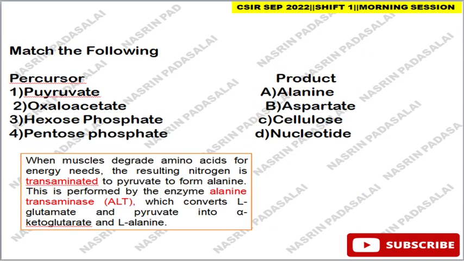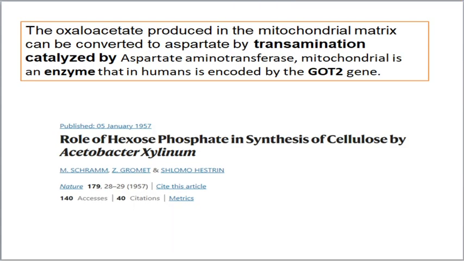Okay. Next, they are given a precursor and they are asking for the final product. First is pyruvate. When a muscle degrades amino acids for energy needs, the resulting nitrogen is transaminated to pyruvate in order to form alanine. This process is performed by an enzyme called alanine transaminase, which converts L-glutamate into alpha-ketoglutarate and pyruvate into alanine. Next, oxaloacetate. If you study the malate aspartate shuttle process, you will be able to answer this question. The oxaloacetate produced in the mitochondrial matrix can be converted into aspartate by a transamination reaction catalyzed by aspartate aminotransferase, which is coded by a gene called GOT2.